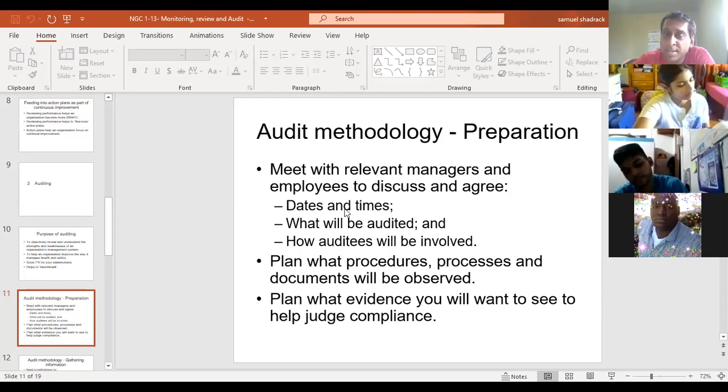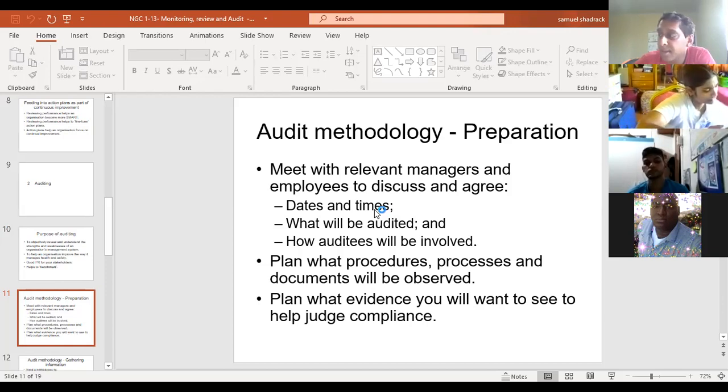Other than that, once you get the managers' okay, you plan the date and the time that you're going to do your questions and answers, with whoever you're going to question, right? So you're supposed to call them up and tell them, if you all are free at 1:30 on Tuesday, we want to come by and ask a couple of questions on safety, right? So date and time, you could agree what will be audited.